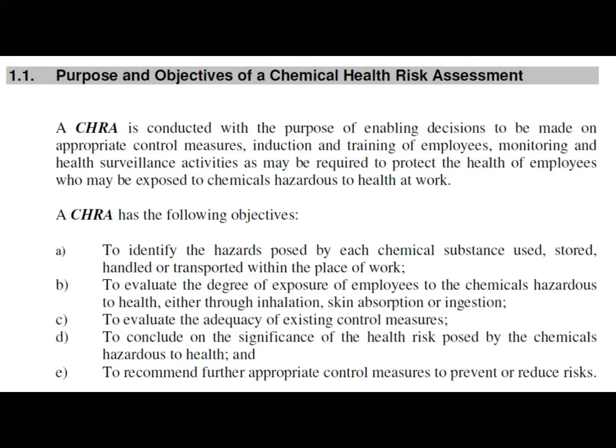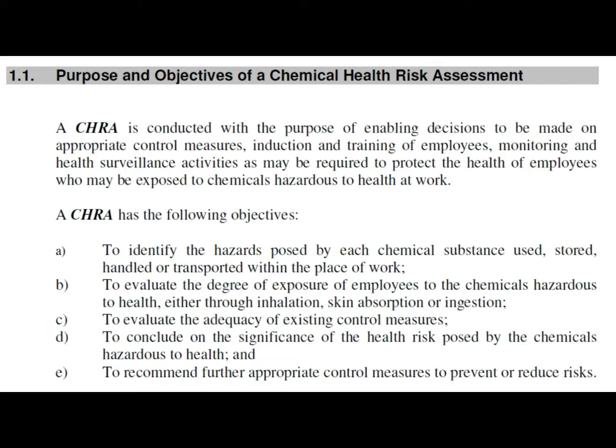Chemical health risk assessment is conducted with the purpose of enabling decisions to be made on appropriate control measures, induction and training of employees, monitoring and health surveillance activities as may be required to protect the health of employees who may be exposed to chemicals hazardous to health at work.